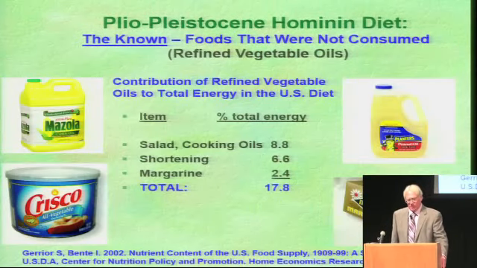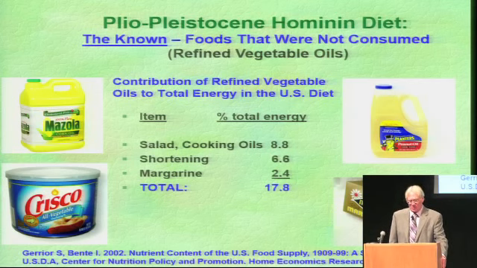Okay, vegetable oils, they comprise about 18% of total calories, and we use these in all kinds of processed foods. And you can see how they're broken down.